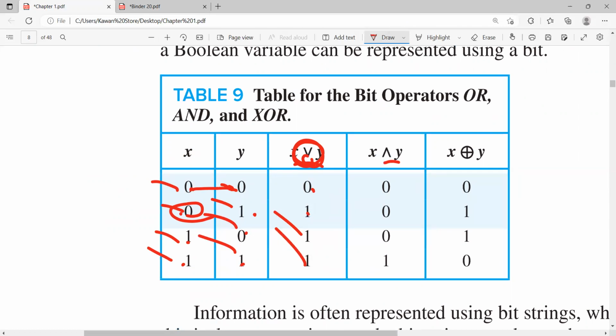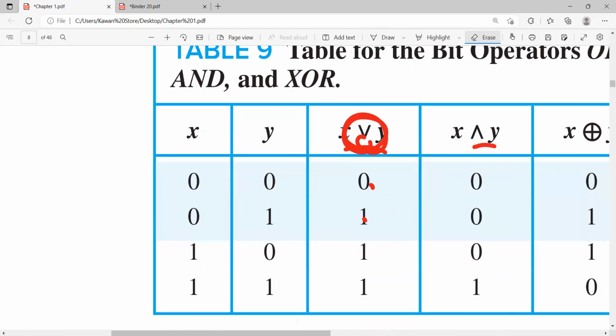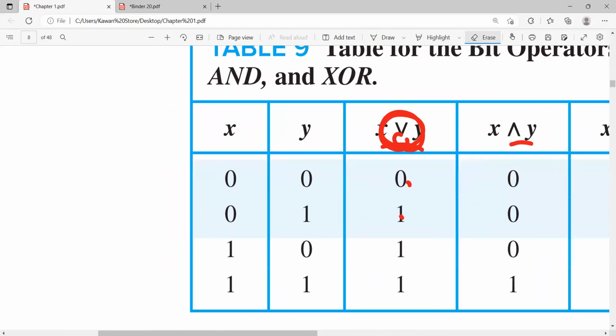How about and? The same as the previous. And will be between these two together. If I have and between these, look.